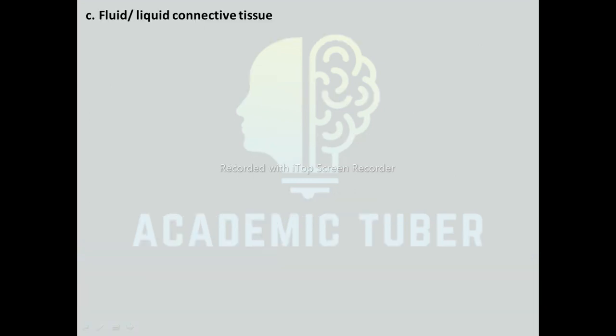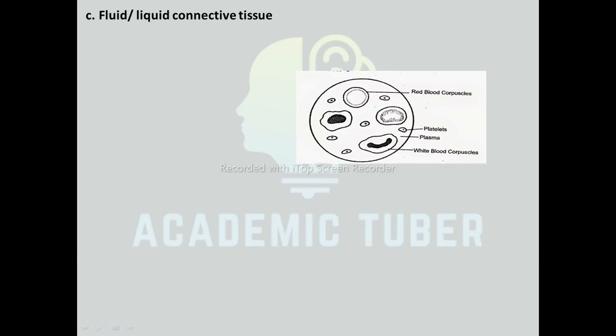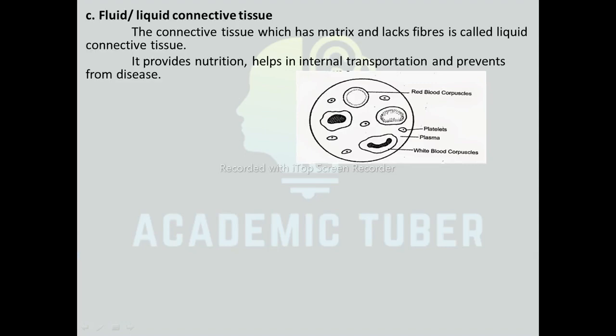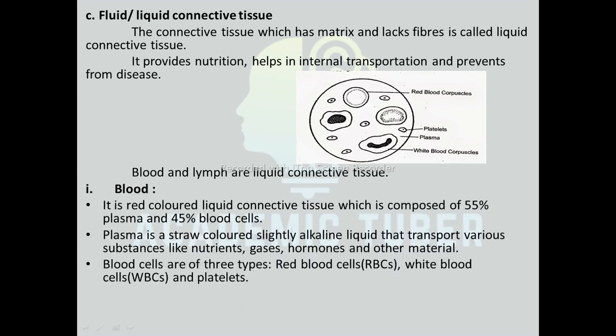Third one is fluid liquid connective tissue. Here is a diagram showing the fluid liquid connective tissue. Blood. The connective tissue which has matrix and lack fibers is called liquid connective tissue. It provides nutrition, helps in internal transportation and prevent from diseases. Blood and lymph are liquid connective tissue.